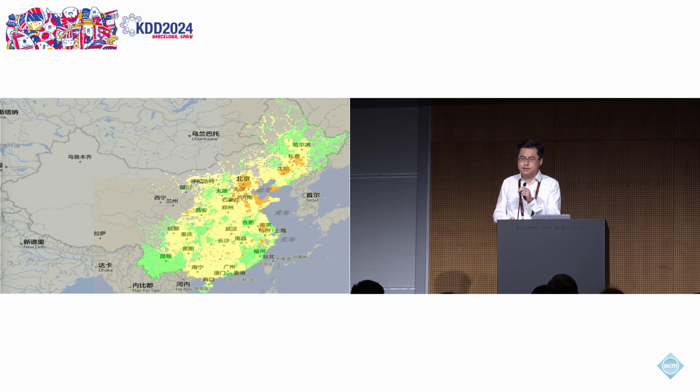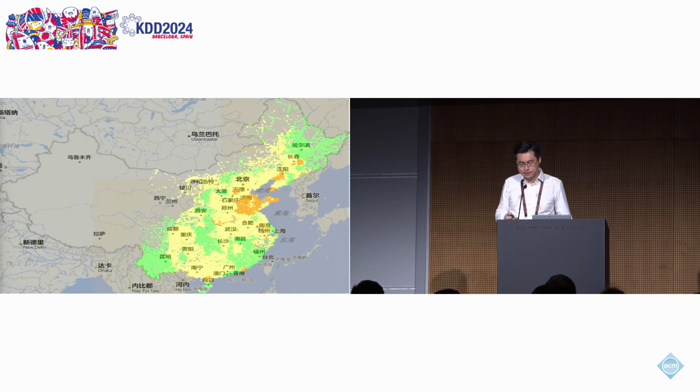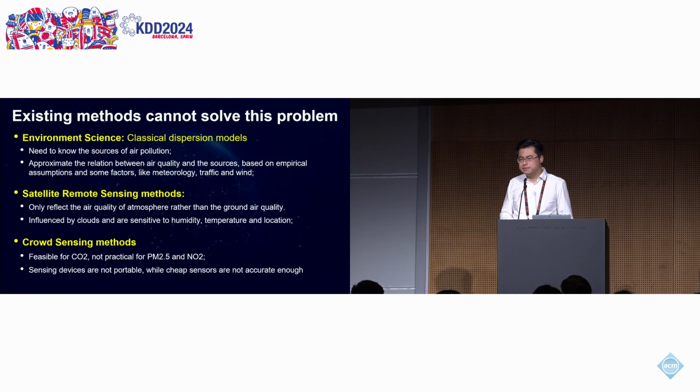And how did this idea come to our minds? There are two aspects of reasons. The first one is that existing methods cannot solve this problem very well. For example, there are some classical dispersion models in environmental science. They need to know the source of air pollution and then build a connection between the source of air pollution and other factors like meteorology and traffic, which is very hard to get. And empirical assumptions may not really hold in the real world.